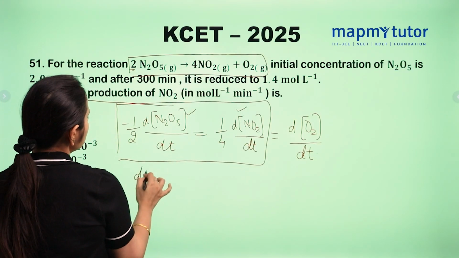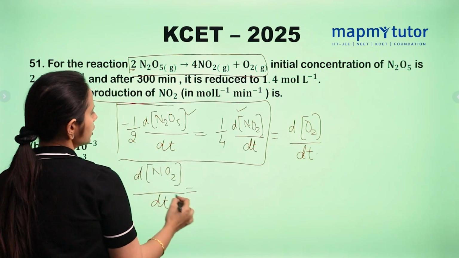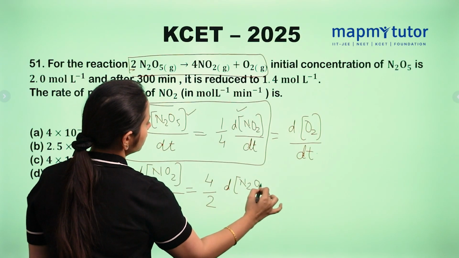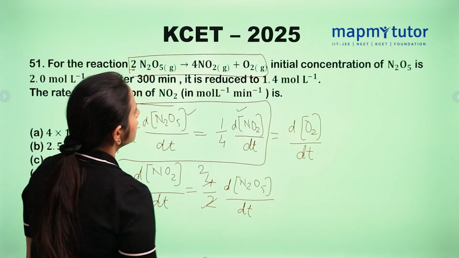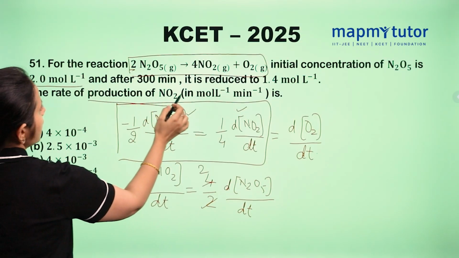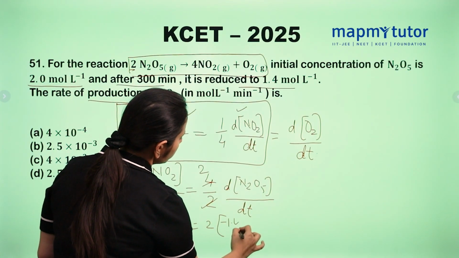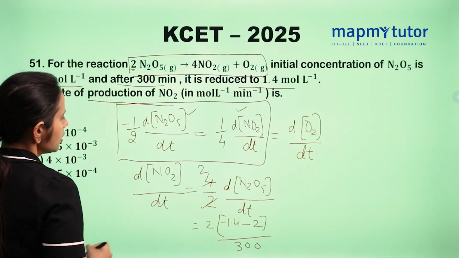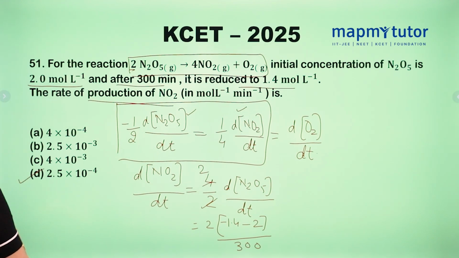So for dNO2 by dt, on rearrangement, this 2 will go to this side. It will come like 4 by 2 dN2O5 by dt. So it will cancel, 2 will come here and two values are given here. The initial concentration of N2O5 is this and after 300 minutes it is reduced to this. So it comes out to be 2 minus 1.4 minus 2 by t, which is given as 300 minutes. So on solving, you will get the answer 2.5 into 10 raised to power minus 4. So this is the right answer, option 1.